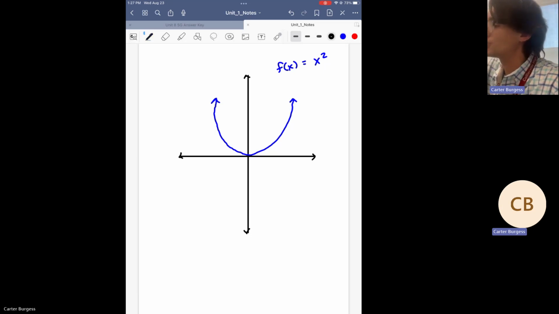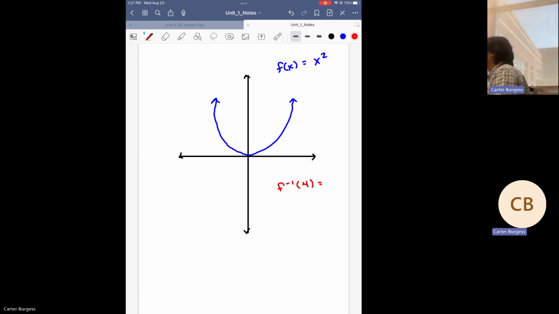Well, let's ask the question, what would f inverse of, let's say, 4 be equal to? Okay, what is this trying to ask? Well, if we're doing f inverse, then 4 is like an output of our original function, and we're looking for inputs of our original function. So in other words, what are the inputs that would give us an output of 4 here, Haddon?